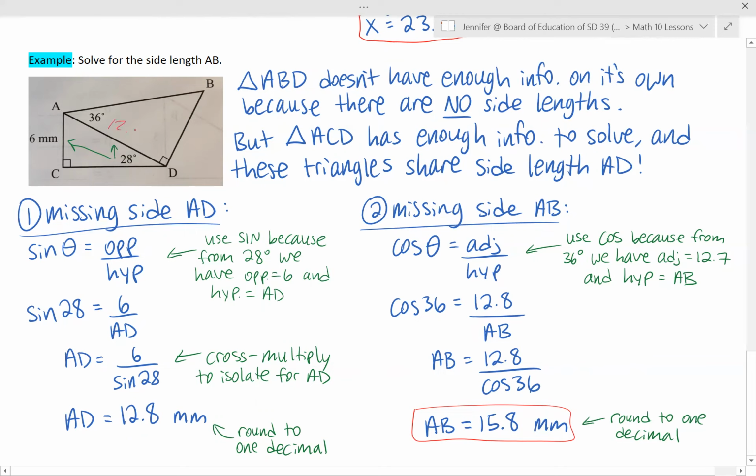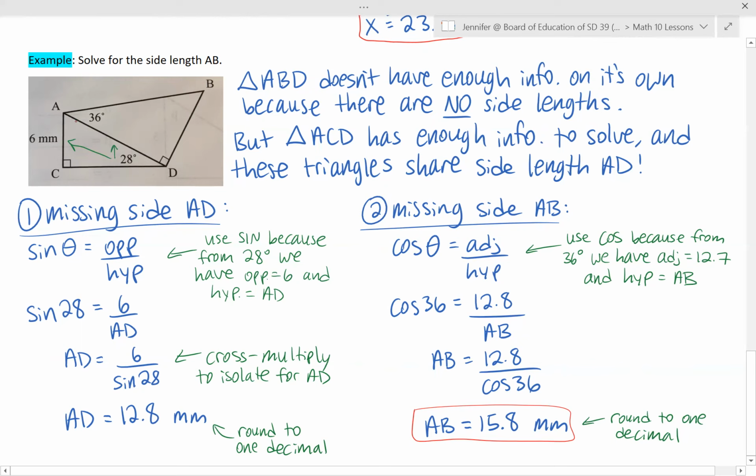Now that we know that this is 12.8, we can solve for our missing side length. So from the angle 36, we have the adjacent side, we just found that, and we need the hypotenuse. Adjacent and hypotenuse gives us the cos ratio. We replace theta with what we know to be 36, that angle is 36. Adjacent is 12.8, we just found that, and we're looking for the hypotenuse AB. To get AB on its own, we cross multiply, so these switch places. We put this on our calculator, and we get 15.8 millimeters when we round to one decimal place. So now we've solved for the side length we wanted.